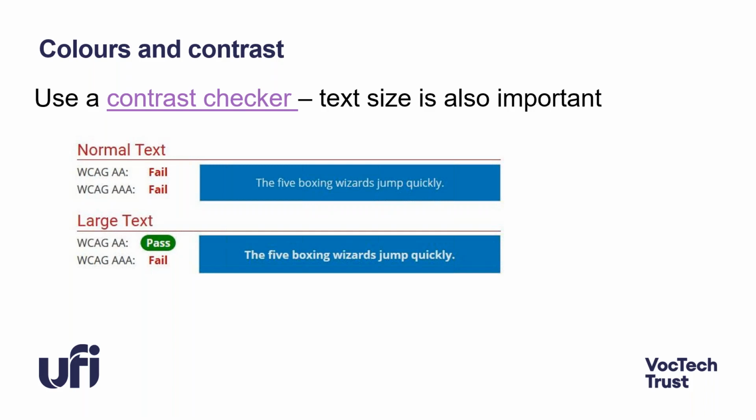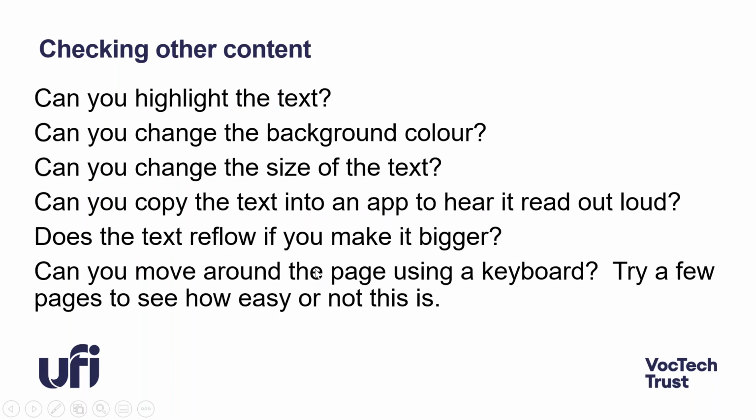So with contrast, for example, the text size is important. If you look at the bottom of that one, large text, this white on a sort of turquoisey blue, it passes for large at AA, and these are just levels of technical compatibility. It passes at AA, fails at AAA, but for normal text it doesn't pass. So contrast may be okay if you're using large text, but not if you're using small text. And they're very easy to use. That link is, as I say, to the WebAIM.